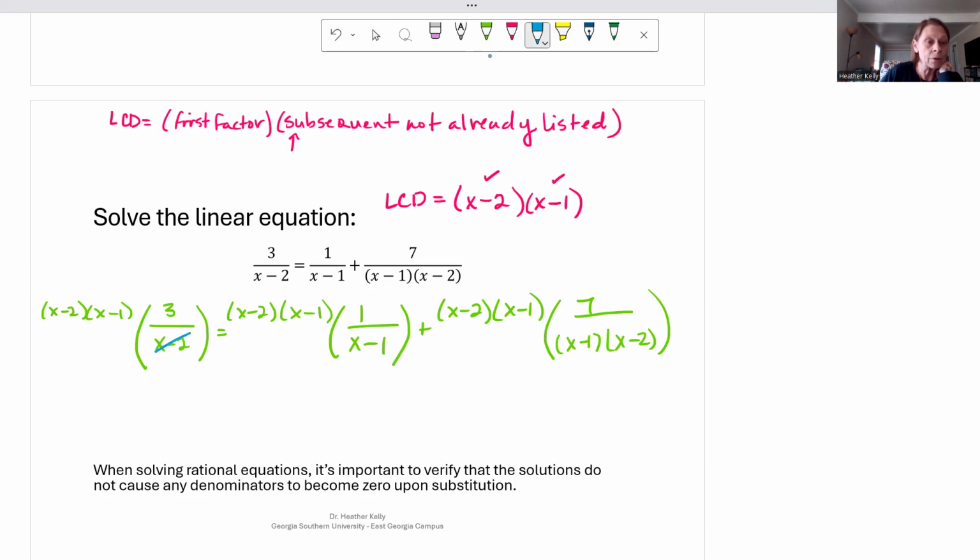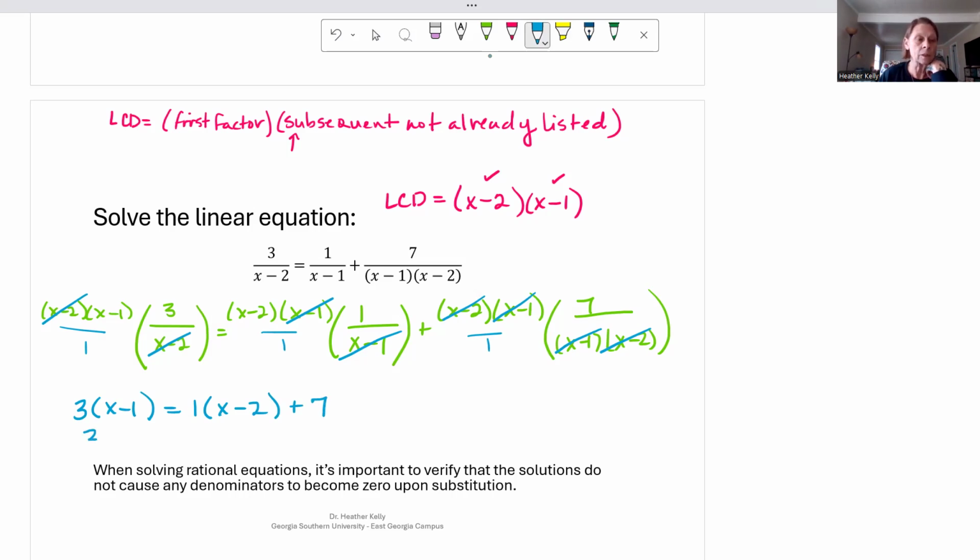So we have 3 over x minus 2 cancels with that x minus 2. This x minus 1 cancels with this x minus 1. And this x minus 1 cancels with that one. And this one cancels with that one. Remember, they're kind of kitty corner because these are all over 1 here. All right. So let's see what we're left with. We're left with 3 times x minus 1 is equal to 1 times x minus 2 plus 7.